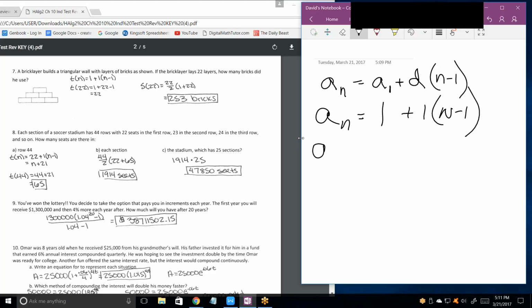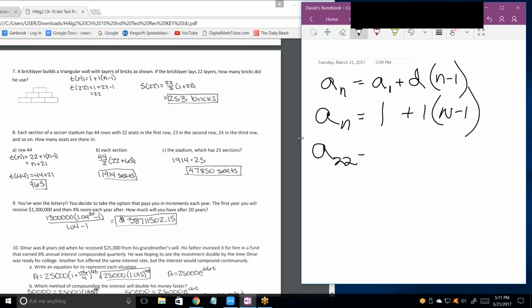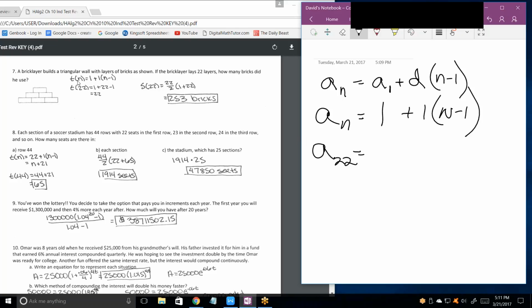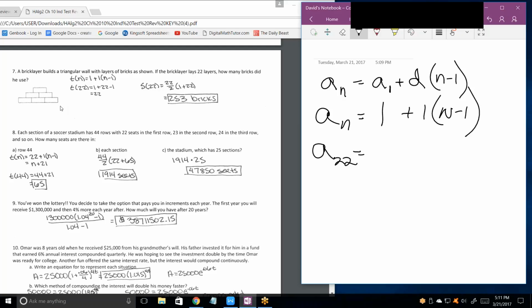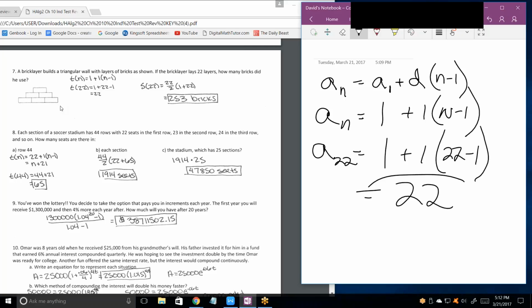So what is A sub 22? In other words, the 22nd row, if the bricklayer continues to build bricks all the way up to 22 layers, how many bricks are going to be in the 22nd layer? Well, use this formula to figure it out. 1 plus 1 times 22 minus 1. That's how many bricks are going to be in the 22nd layer.